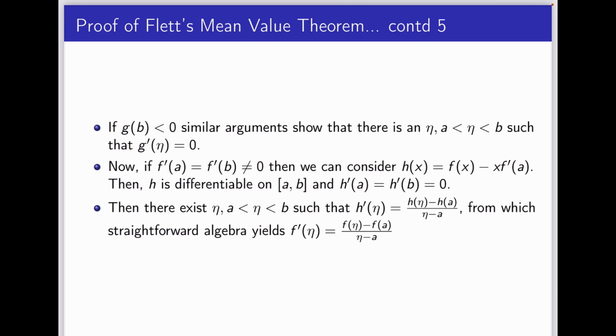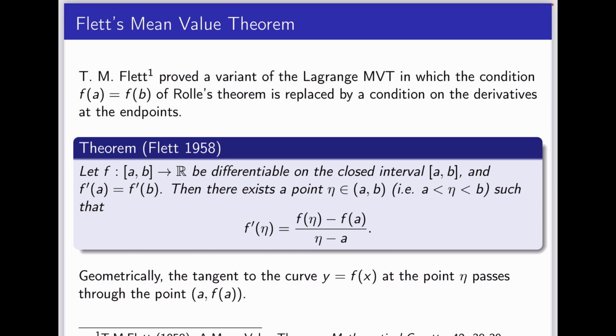So we can claim that there is an eta between a and b such that h prime eta is equal to (h(eta) minus h(a)) divided by (eta minus a). So this is the conclusion of Flett's mean value theorem applied to the function h. Now if you do some straightforward algebra, from here you will be able to show that f prime eta is equal to (f(eta) minus f(a)) divided by (eta minus a). So again we get Flett's mean value theorem. Therefore, we have proved this theorem.